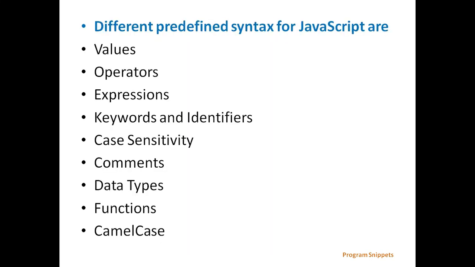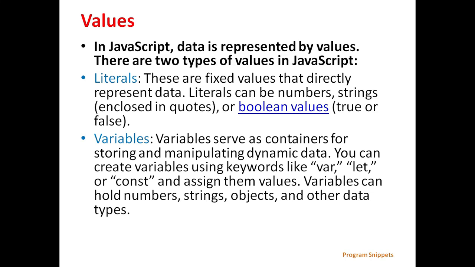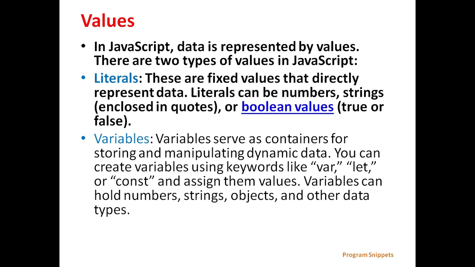Different predefined syntax for JavaScript are values, operators, expressions, keywords and identifiers, case sensitivity, comments, data types, functions, and camel case. In JavaScript, data is represented by values. There are two types of values in JavaScript. One is literal and other is variables.